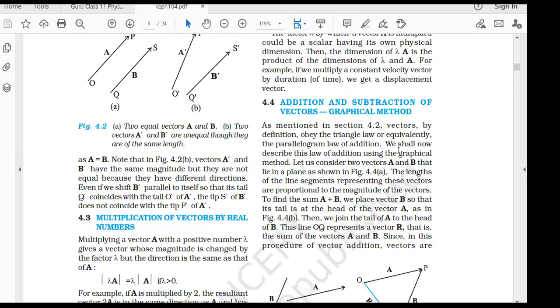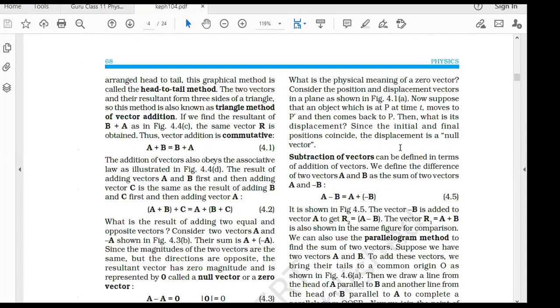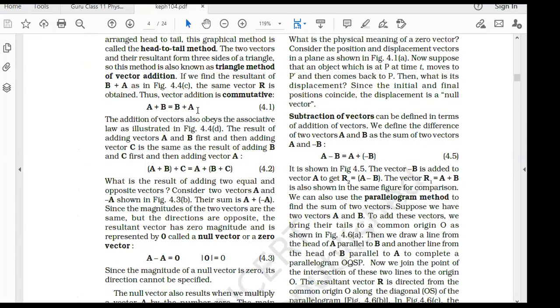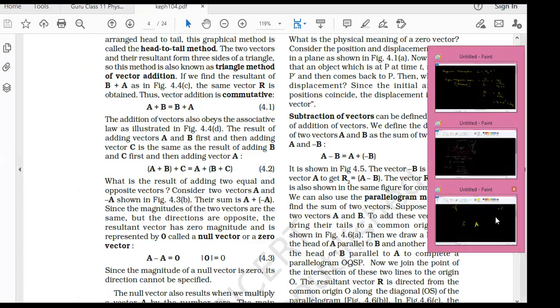Addition and subtraction, we spent one full class, so I don't think I'm going to spend any more time. Commutative, what do you mean by commutative? Anybody? A plus B equal to B plus A. Yeah. The reason it's called commute is, I'm commuting from my home to office, and I'm coming from office to home, something like this. And that is what is your commute.